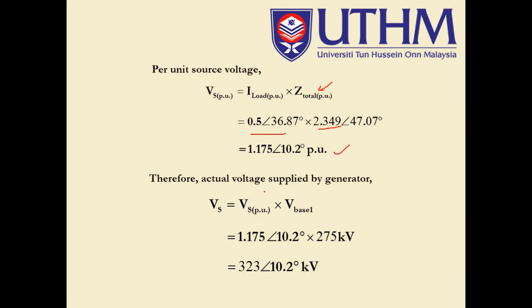Alright, therefore, actual voltage supplied by generator. So we have calculated the VSPU multiplied by the base 1 in order to get the actual. Alright, so this is actual voltage. So in zone number 1, the base is 275 kV. So this is the final value of actual voltage supplied by generator.